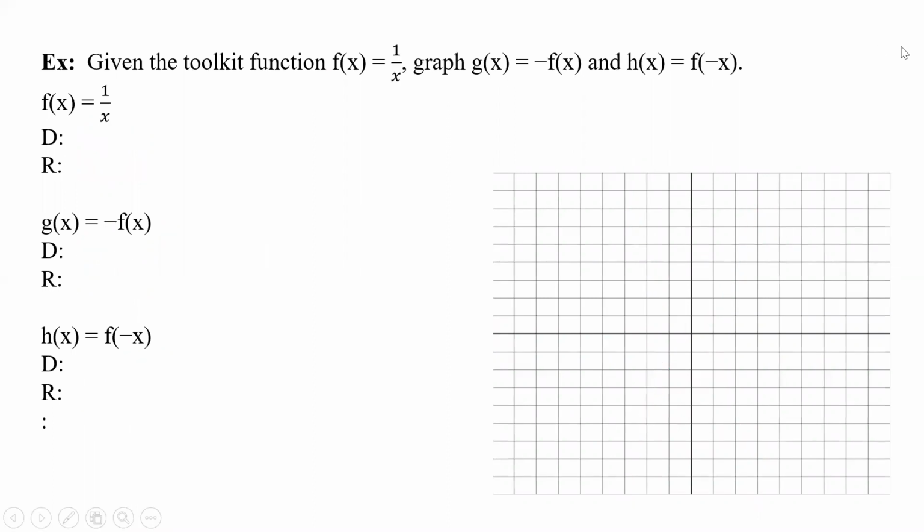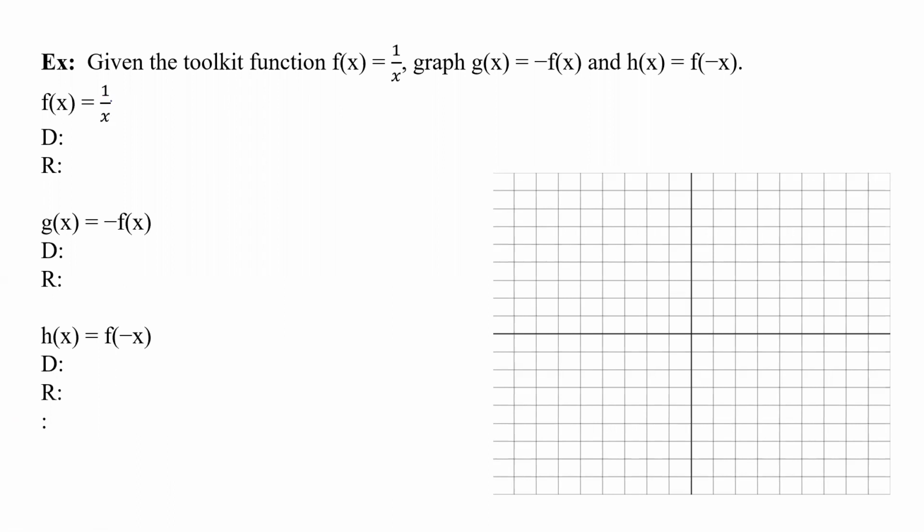All right, here's another one. Given the toolkit function f of x equals 1 over x, we want to graph g of x equals negative f of x and h of x equals f of negative x. All right, so let's go ahead and start and do our first one up here with purple, so 1 over x.